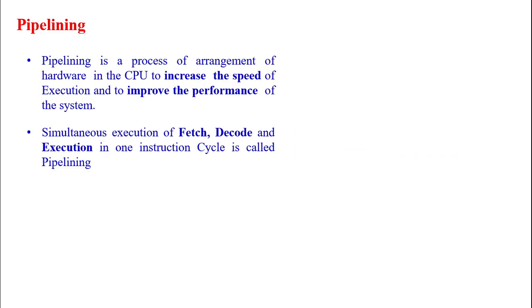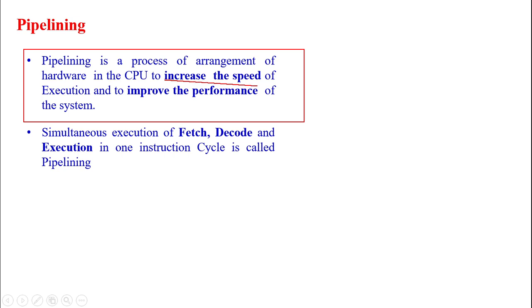What definition does the pipeline give? Pipeline is a process of arrangement of hardware in the CPU to increase the speed of execution and to improve the system performance. So this is what I told you, in order to increase the speed and the performance of the system. How it is done, the CPU will take care. The parallel execution is already programmed in the processor itself. So this is why we require pipelining.